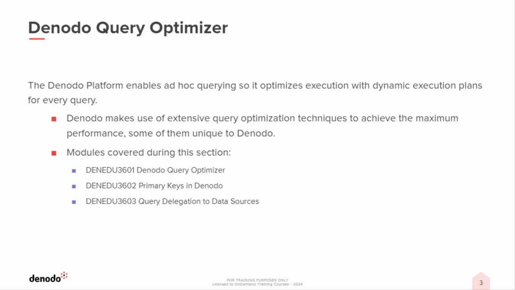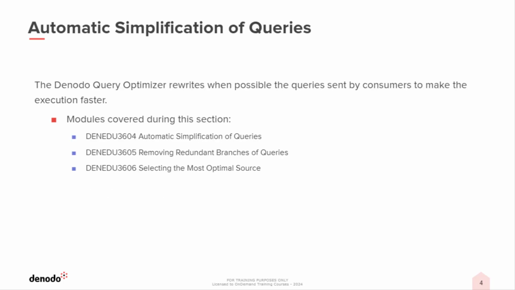In the beginning of this module, we will get an introduction about the Query Optimizer, an introduction to the primary keys in Denodo, and we will learn how the queries are delegated to the underlying data sources. The execution engine tries to simplify the queries before the actual query is processed.